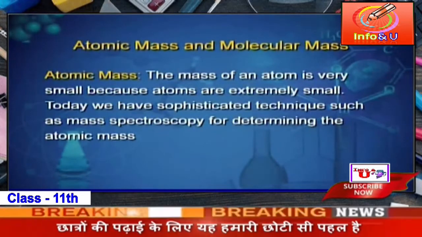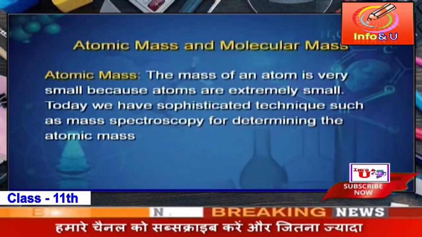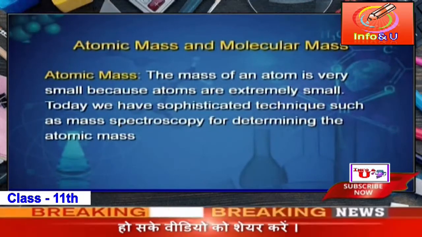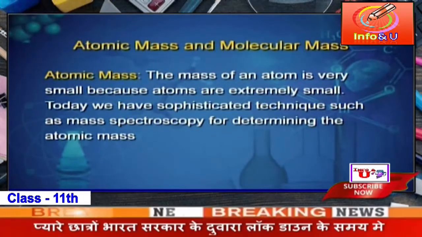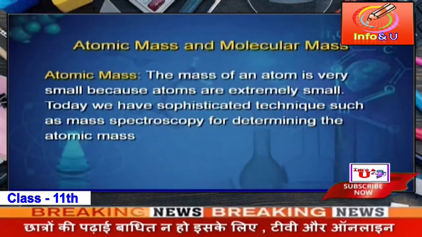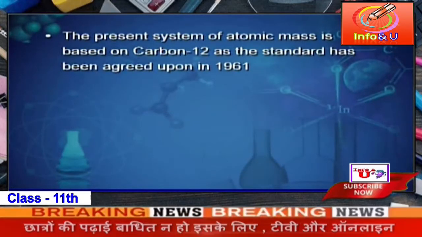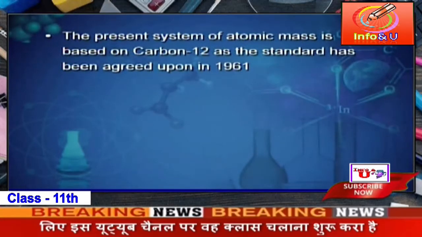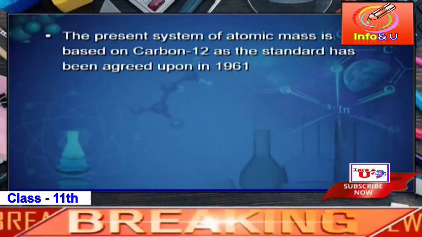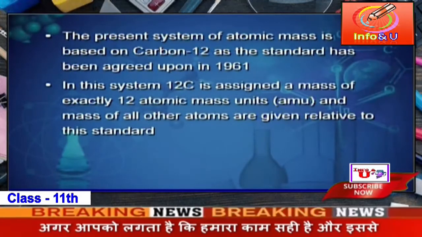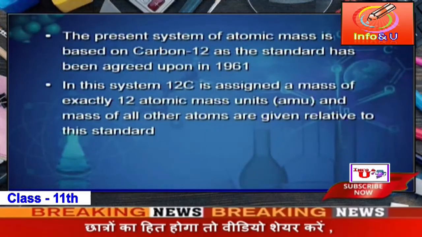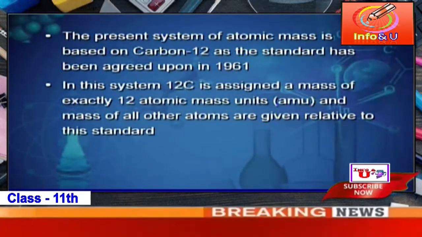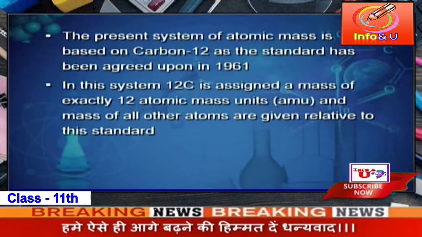First is atomic mass. The mass of an atom is very small because atoms are extremely small. Today we have sophisticated techniques such as mass spectroscopy for determining the atomic mass. The present system of atomic mass, based on carbon-12 as the standard, was agreed upon in 1961. In this system, carbon-12 is assigned a mass of exactly 12 atomic mass units, that is AMU, and the masses of all other atoms are given relative to this standard.